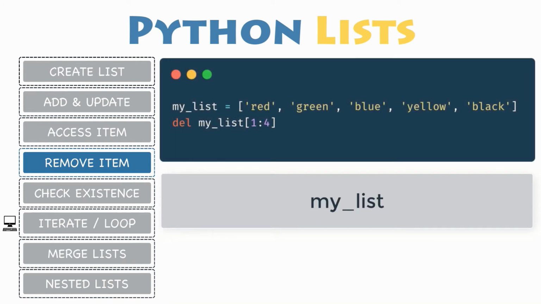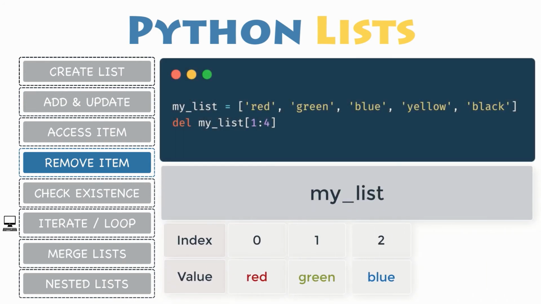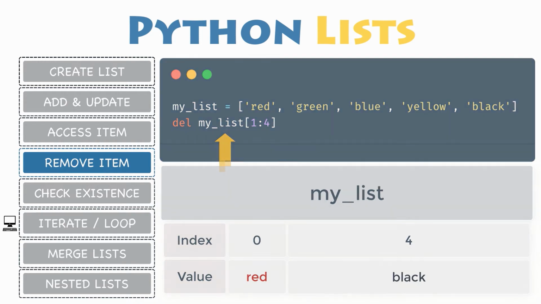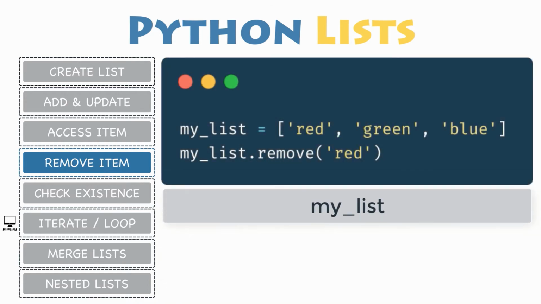The same way, if you want to remove more than one item, use the del keyword with a slice index. In this example, all the items in my list, from the indexes 1 through 3, included, will be removed. Remove an item by value.